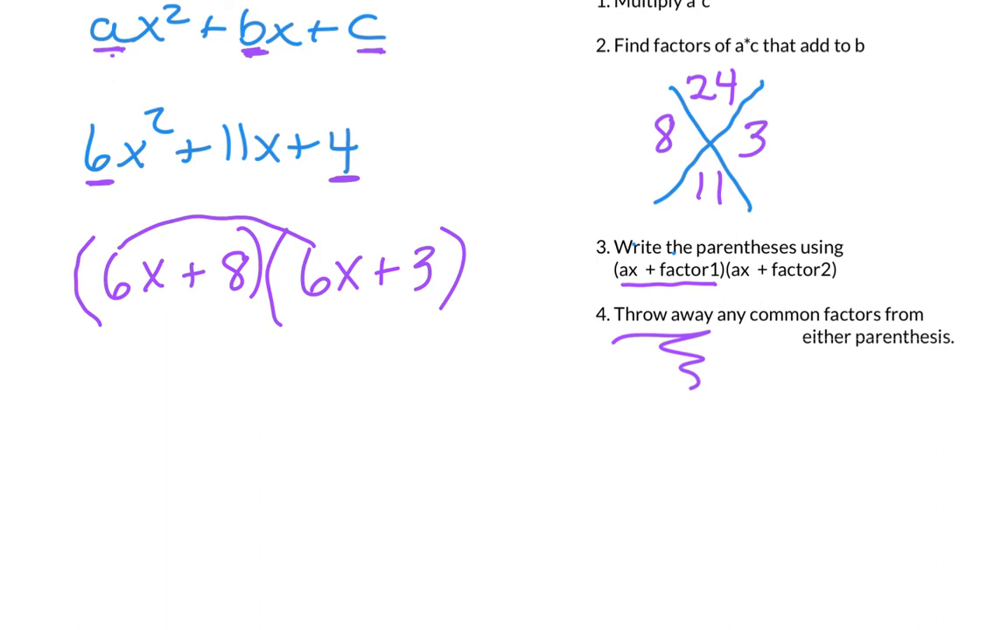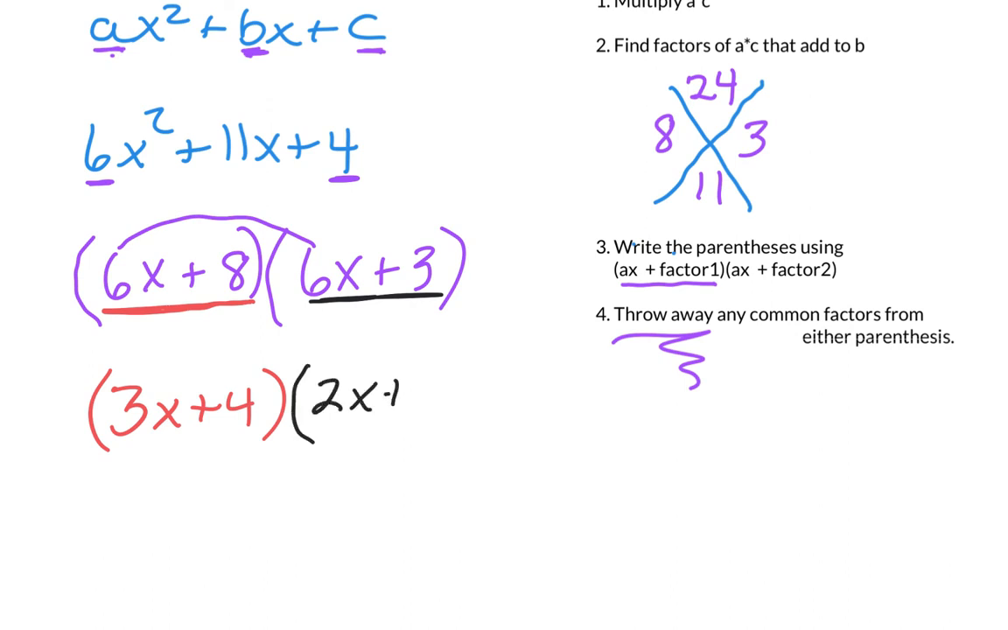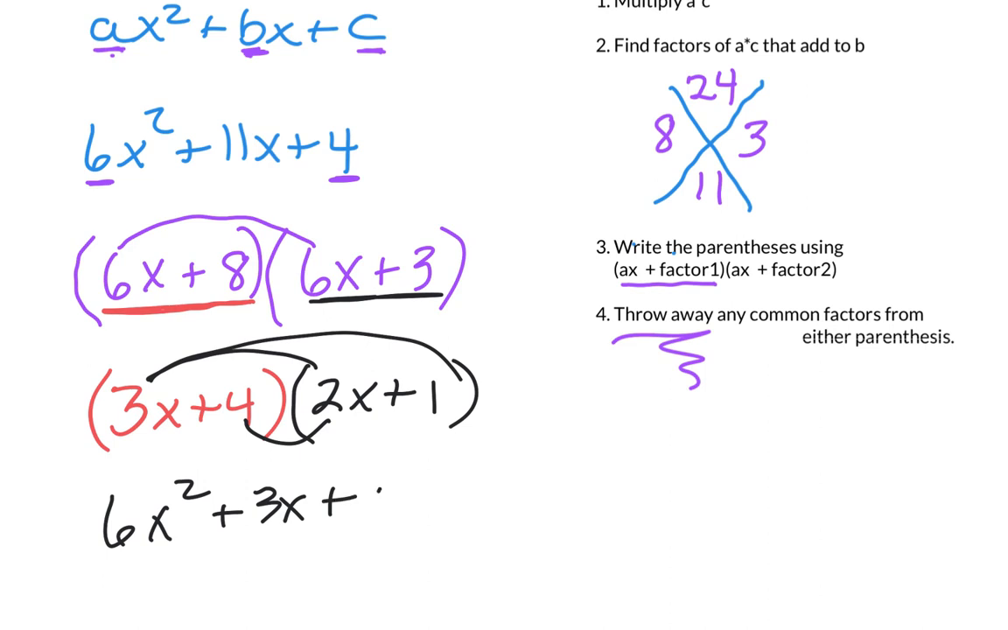So I'm going to look at these individually, looking at these parentheses. Is there a common factor between 6 and 8? Yeah, there's a 2, so I'm going to throw it away. I'll divide each of those numbers by 2. I get 3x plus 4. For that second set of parentheses, any common factor between 6 and 3? Yeah, there's a 3 in both of those. I'm going to throw the 3 away. Divide by 3 gives me 2x plus 1. And if I FOIL that out, I get 6x squared plus 3x plus 8x plus 4, which gives me that 6x squared plus 11x plus 4, and I have the right answer.